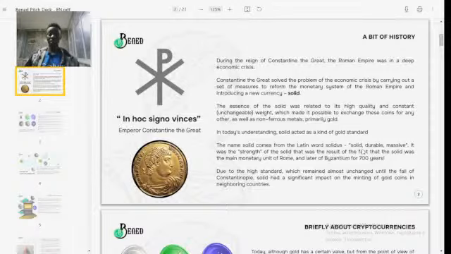And because of this advantage, it was used as the currency in Byzantium for 700 years, and also other countries. As we read on, we'll be able to see that other countries and continents also adapted to this new form and took it into their own system. Due to the high standard, which remained almost unchanged until the fall of Constantinople, solid had a significant impact on the minting of gold coins in neighboring countries.